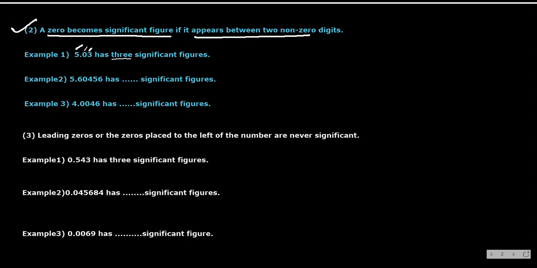Let's see another example. Example number 2. Now 5.60456. Now see this zero. This 5 is significant, 6 is significant, this zero is also significant, 4, 5 and 6, all are significant. How many significant figures? 1, 2, 3, 4, 5 and 6. So this is 6 significant figures. Now see here, 2 zeros are there, so all are significant. Why? Because they are appearing in between two non-zero digits. That's why. How many significant figures here? 1, 2, 3, 4 and 5. So here it is 5 significant figures. Understand?